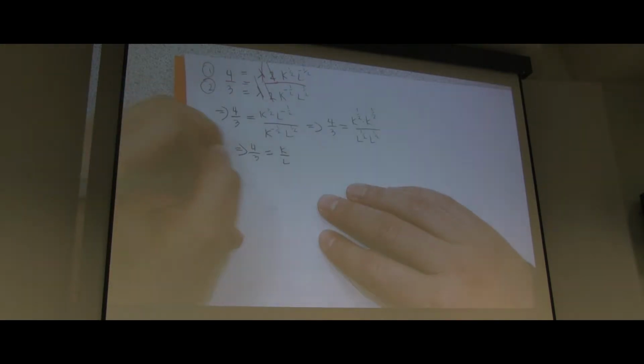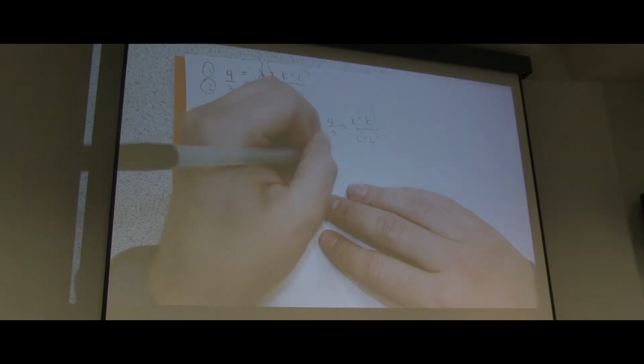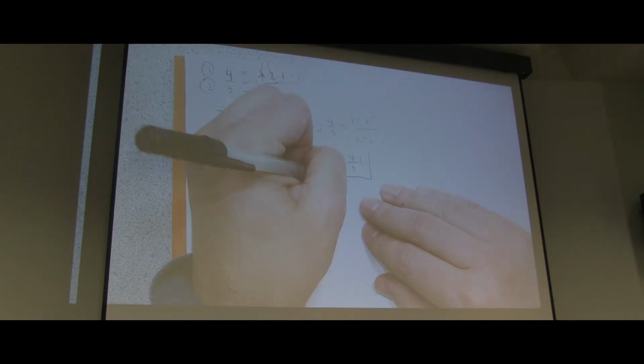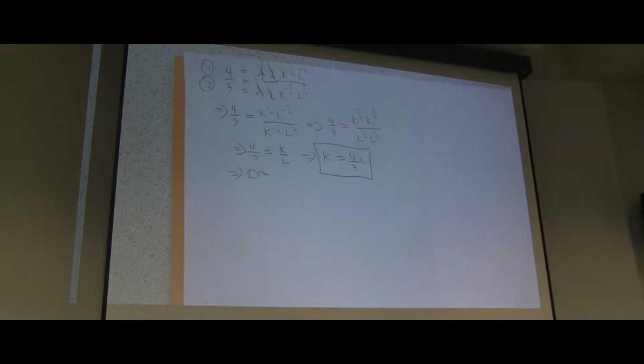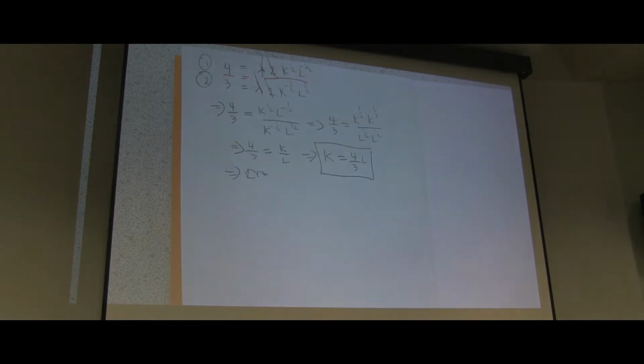All right, so that gives me L, or K. K is equal to 4 divided by 3L. That's the relationship that exists between labor and capital in this situation. Okay, it's just the way that it's going to work.